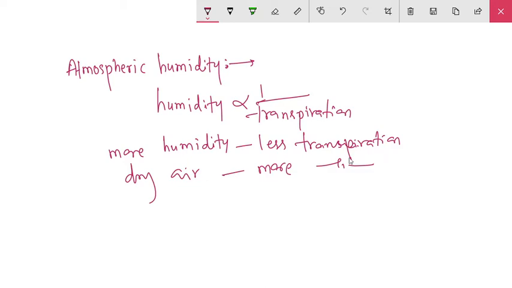So it is the atmospheric humidity which indirectly affects the rate of transpiration. It shows an inversely proportional relation. As the humidity increases, the rate of transpiration decreases. As the humidity decreases, the rate of transpiration increases. Then the next factor, that is the atmospheric pressure.